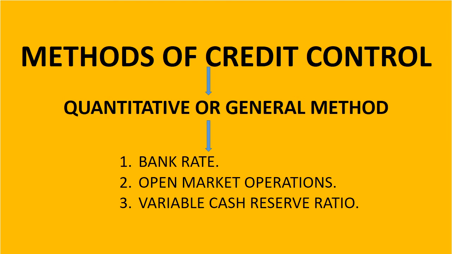Here, the question arises which is superior, either variable cash reserve ratio or open market operations. From the analysis and discussions made above on these two methods of credit control, it can be said that the variable cash reserve ratio method is superior to open market operations on the following grounds. That is, open market operation is a time consuming procedure while cash reserve ratio produces immediate effect in the economy.